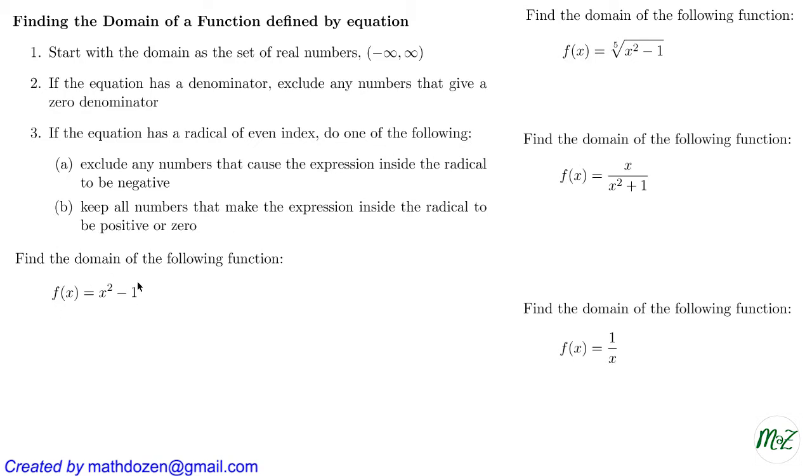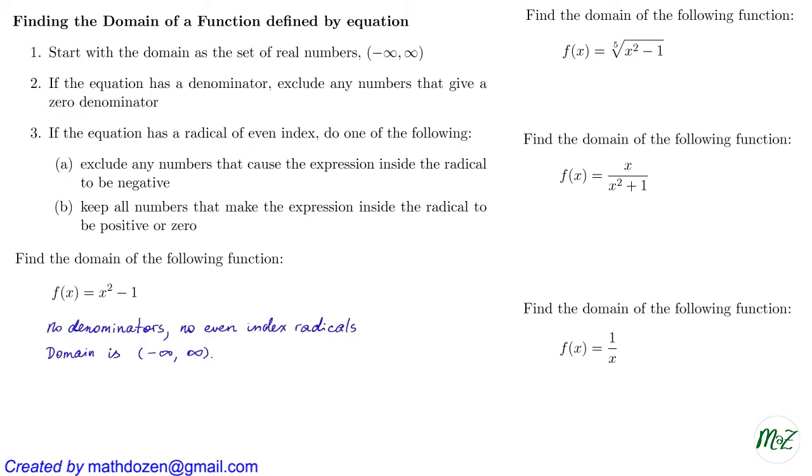For the first example, we have the question of finding the domain of the function x squared minus 1. In this function there is no denominator, so there is nothing to exclude based on denominators. And there are no even index radicals, so no square root or anything like that. So there is nothing to exclude from the domain. The function f of x will be defined for absolutely all values of x, so the domain will be negative infinity, positive infinity.